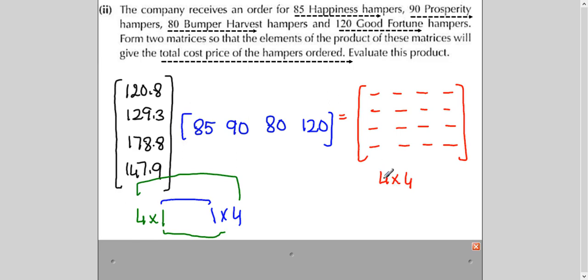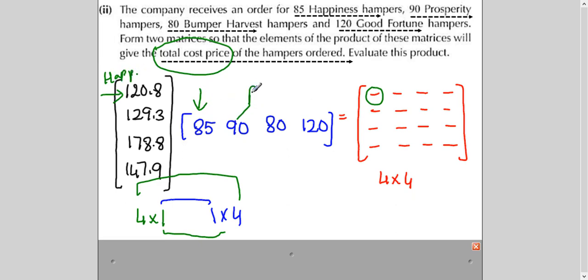You know what this 4 by 4 is representing? Does this make sense? Why? Because I want a total price of the order altogether, not separately. So what does 4 by 4 represent? And if I look here, what am I doing? First row multiply by this will give me this answer. And this is the price of one happiness hamper, remember it. And these are the orders.